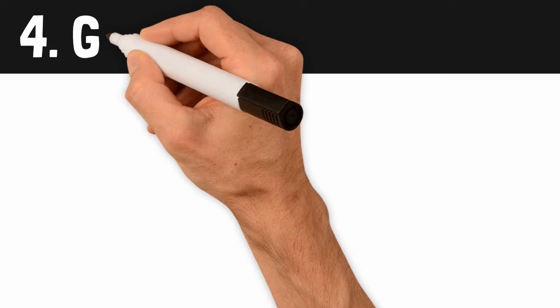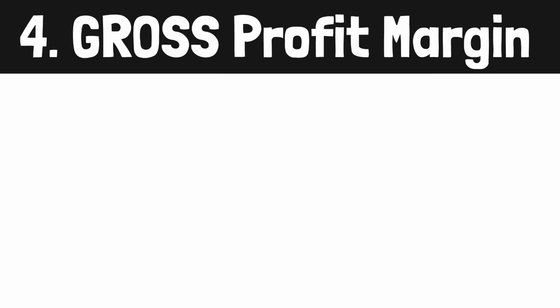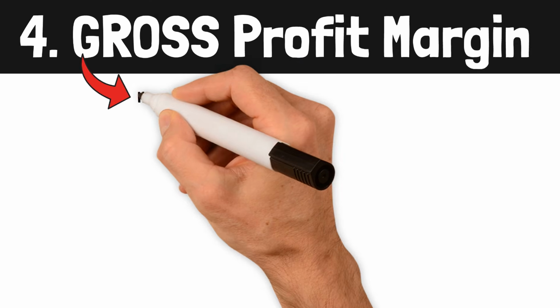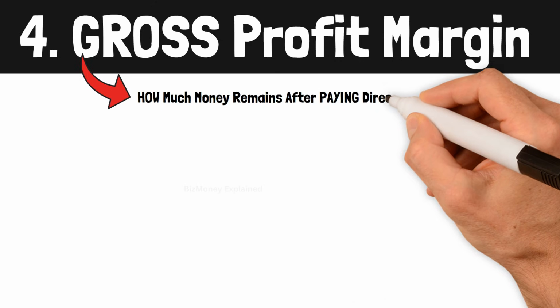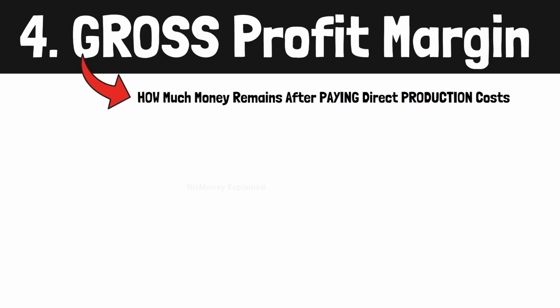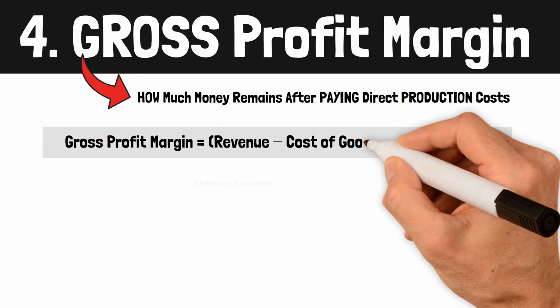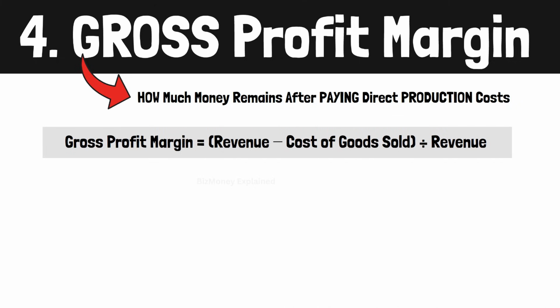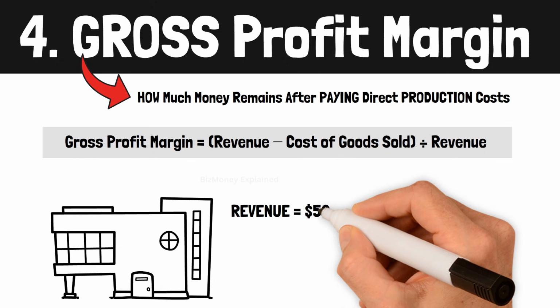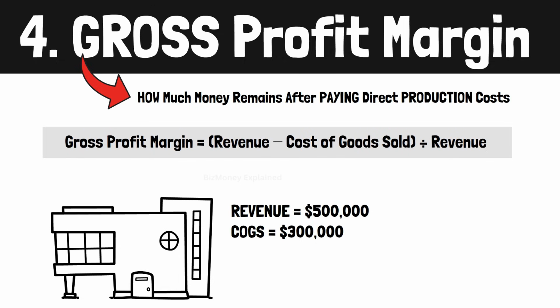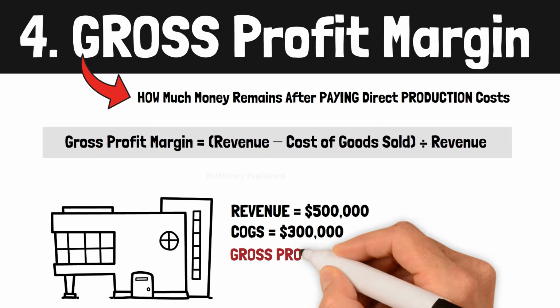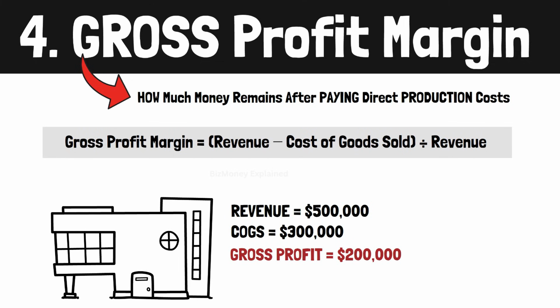Number 4. Gross profit margin. Gross profit margin shows how much money remains after paying direct production costs. The formula is revenue minus cost of goods sold divided by revenue. If your revenue is $500,000 and your cost of goods sold is $300,000, your gross profit is $200,000. Divide $200,000 by $500,000 and you get 40%.